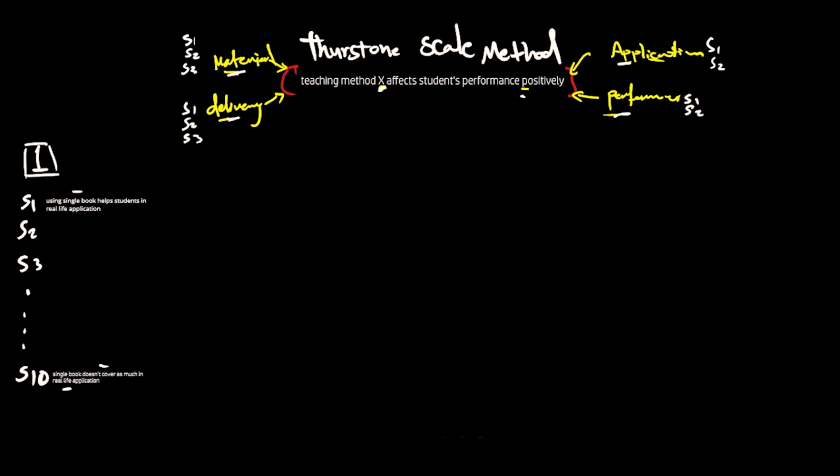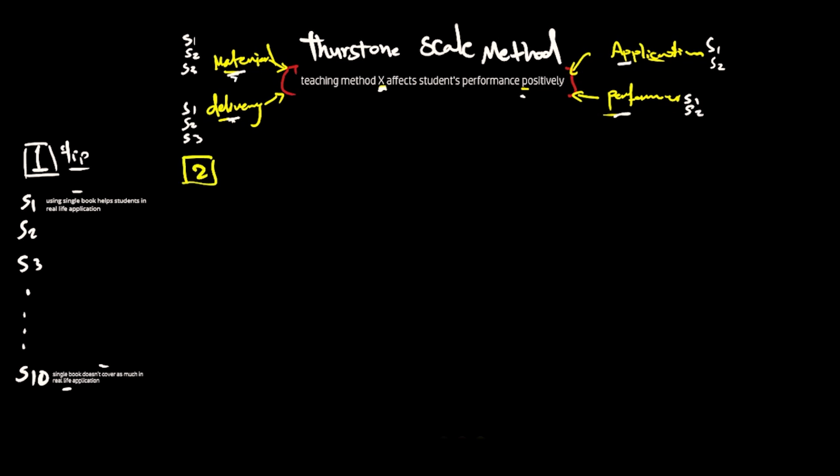Now, what do you see as the difference between these two statements? The first statement seems to be in favor of teaching method X since it uses a single book, and the last statement seems to be not in favor of teaching method X. This is the actual technique or tip that you have to keep in mind in step number one. Some of those statements must be in favor of what you are measuring, and the others should be not in favor.